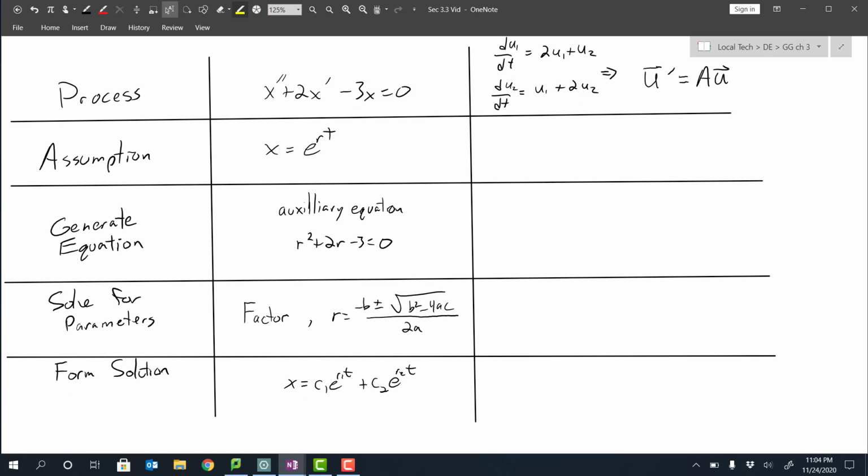This table has three columns. The first column describes the general process steps. In the second, we'll see how we have previously applied those steps to solving higher order differential equations. And the third column will take those same steps and apply them to our systems.